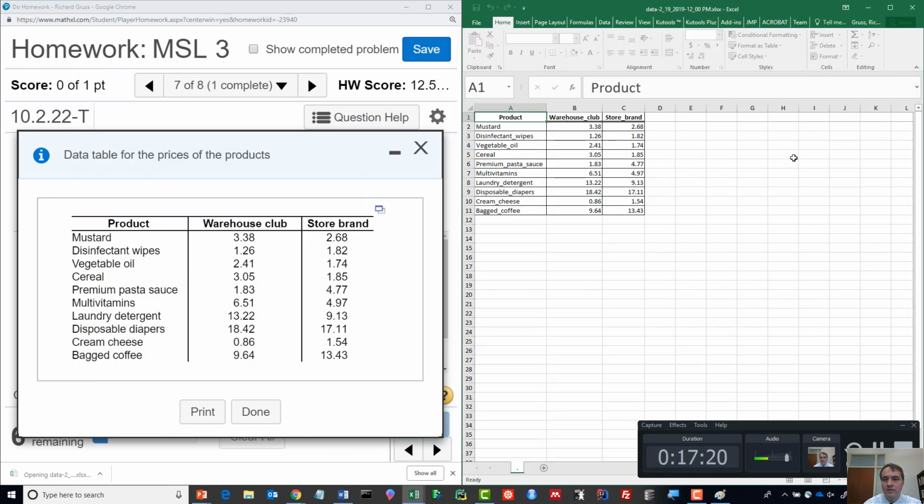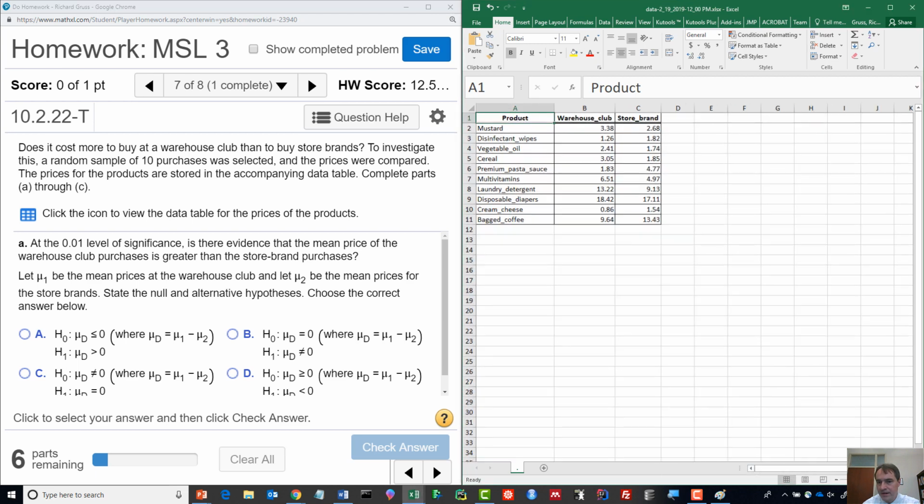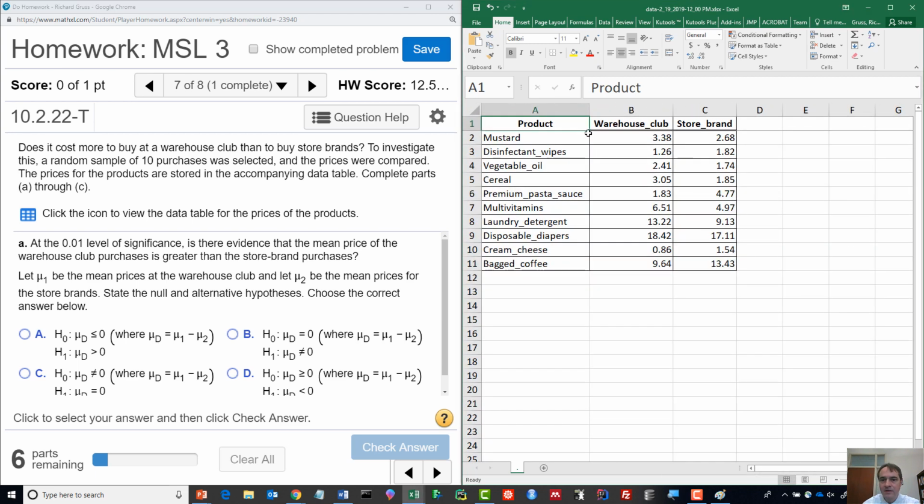Okay, so this is an example of when we would use a paired sample test. Notice that we have a number of different products here, I guess like 10 different products, purchased in a warehouse club and then purchased in a store. So 2 different purchase locations, so we had 2 different prices.